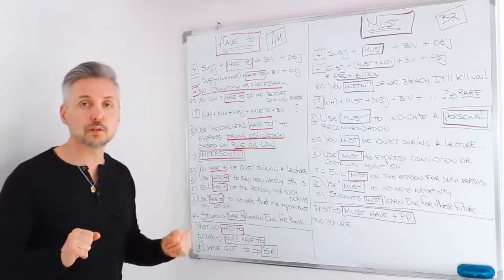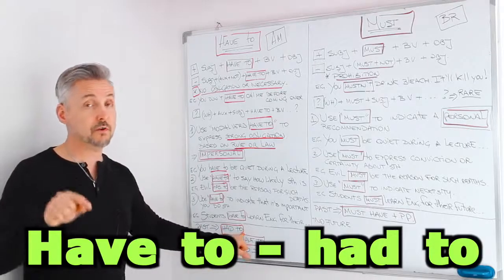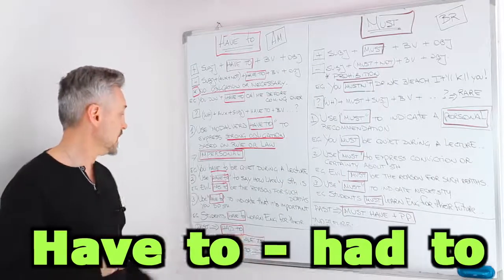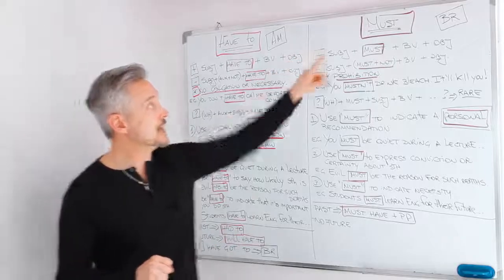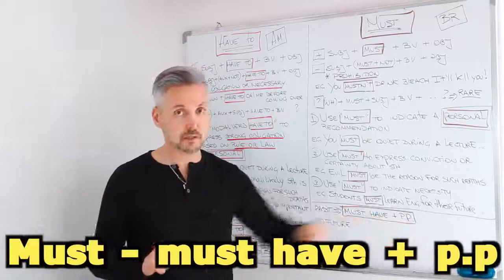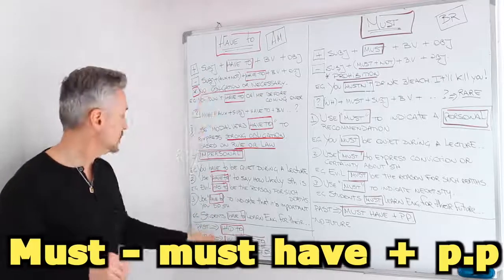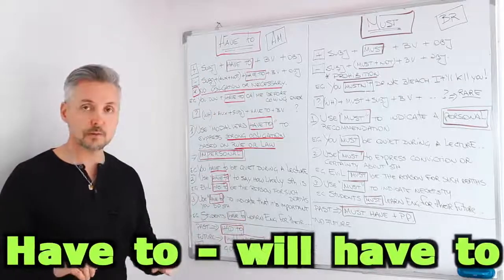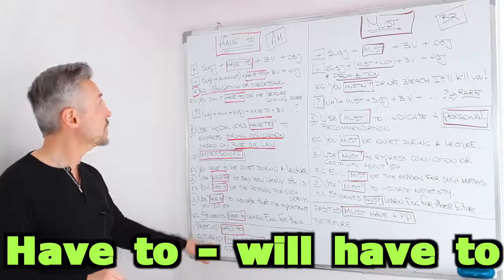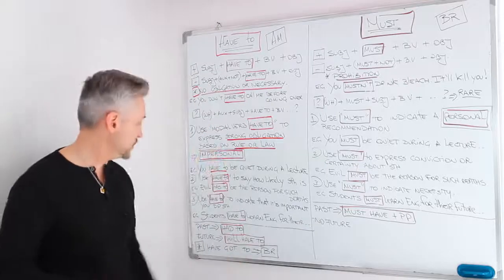They can both be used with the past. The past of have to is had to. Remember that if you make a question or a negative sentence, you need did for the past of have to. Now, if you use must with the past, it would be must have plus past participle. For the future, with have to, we have will have to. So I will have to do something next week, for example. For must, we don't have a future, and so we use have to.